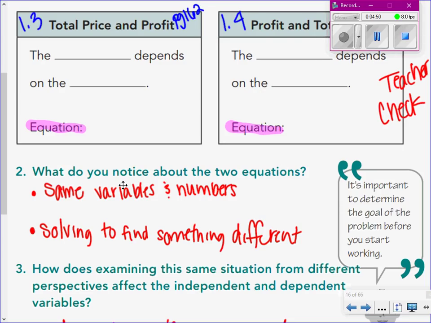Okay. You should have said they have the same variables and numbers. We are still using P, T, and 0.2. We just set them up differently to solve for something different. In one of them, we solve for profit equals something, and the other one is total price equals something.